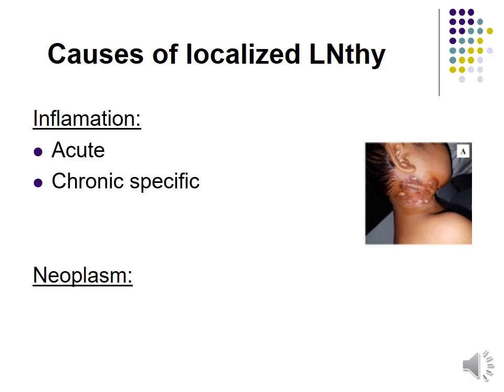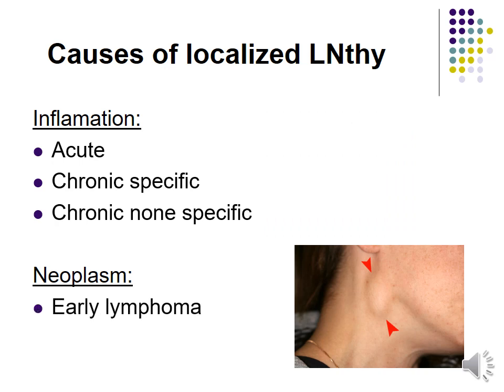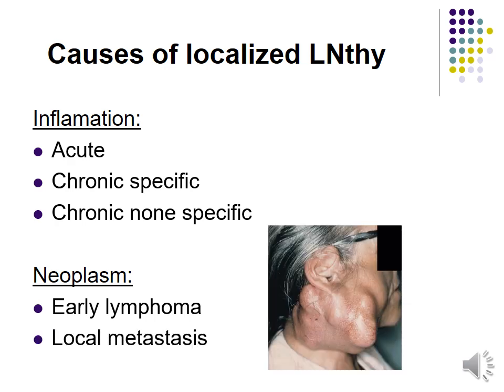Chronic specific infection presents with long duration of enlargement of a lump fluctuating in size, sometimes with discharge and sinuses. Chronic non-specific lymphadenitis is usually in a young child in the posterior occipital region. Neoplasm will divide into either early lymphoma, as in this case, this lady has a localized lymph node, but it's firm in consistency and not responding to conservative measures. It has to be considered as early lymphoma, or it is local metastasis from adenocarcinoma, as in this lady, which we'll discuss in detail later.